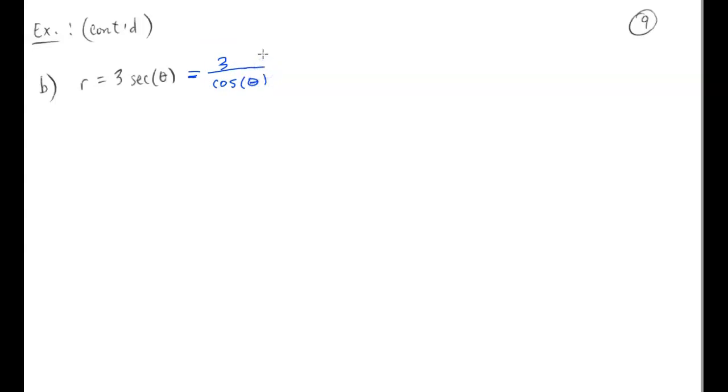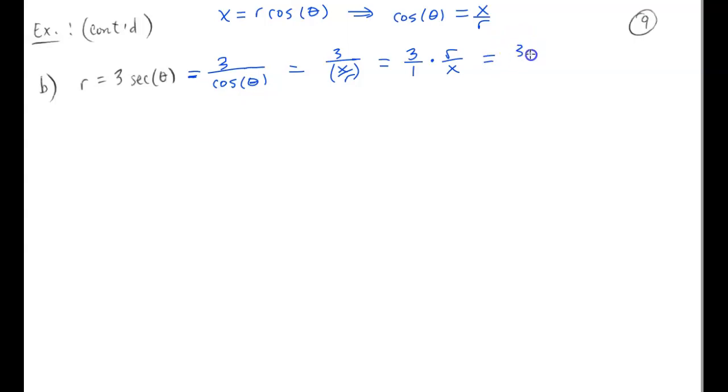Okay. The next thing I remember here is that if x is equal to r cosine theta, then what that implies is that cosine of theta is equal to x divided by r. So I could rewrite this that way. And using what we know about complex fractions here, this would be 3 over 1 plus, so we change from division to multiplication, and then we flip this bottom fraction here. So this would just be 3r divided by x. So therefore, what we have at this point is r is equal to 3r divided by x.